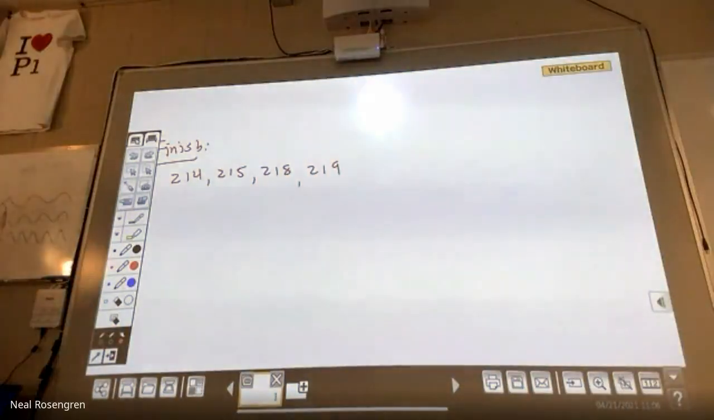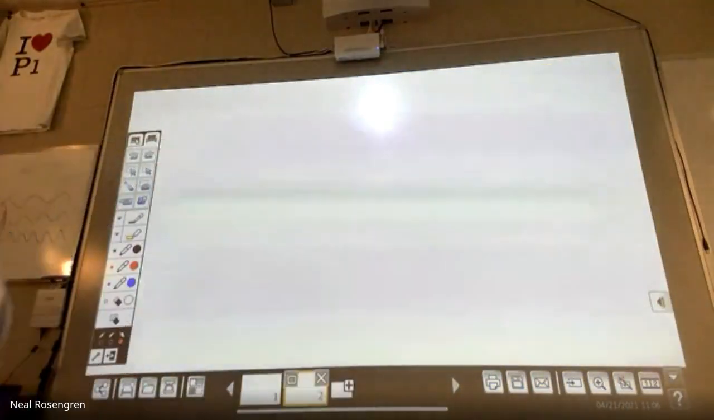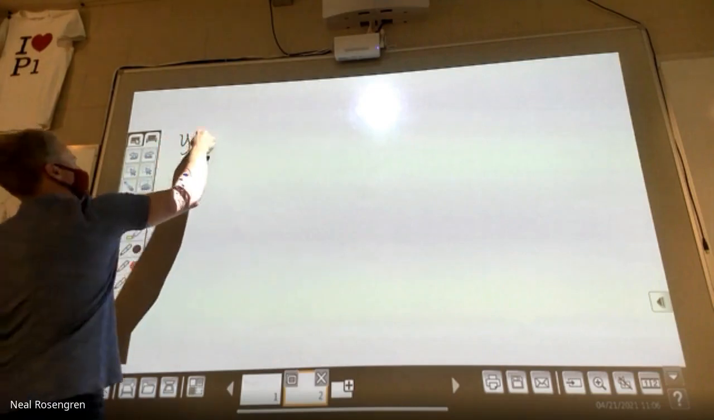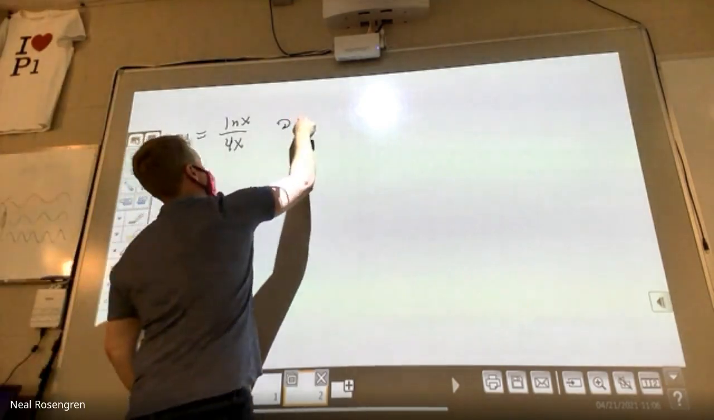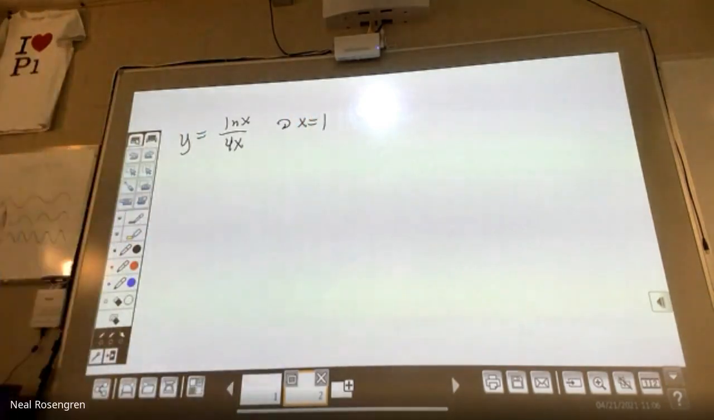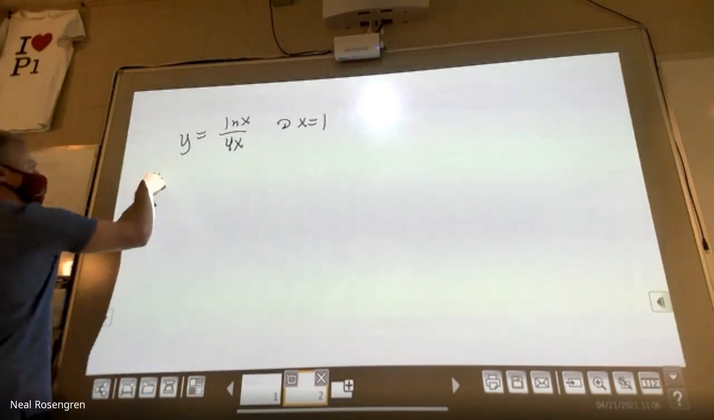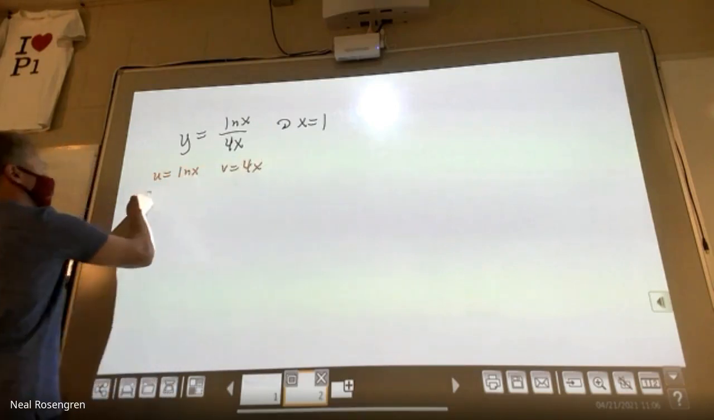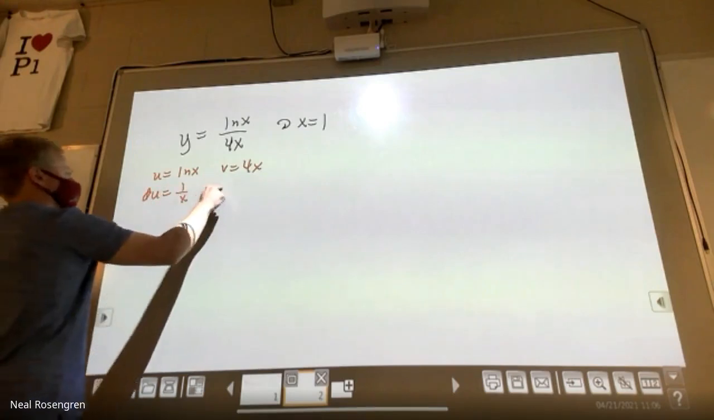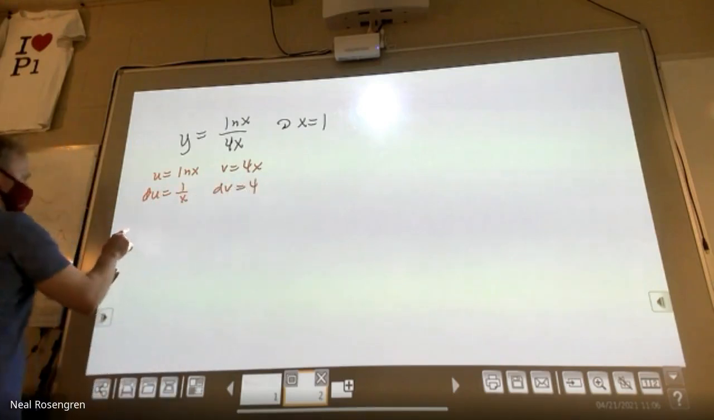You do that. I'm going to do this. Equation of the tangent line. So this function, ln of x over 4x, I think, and x equals 1. Nice. So I need the equation of the tangent line, so I got to do the derivative. One last quotient rule.